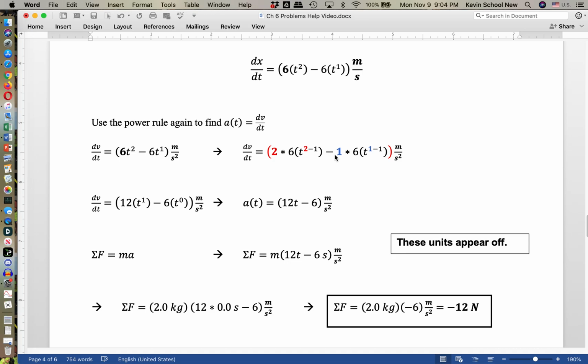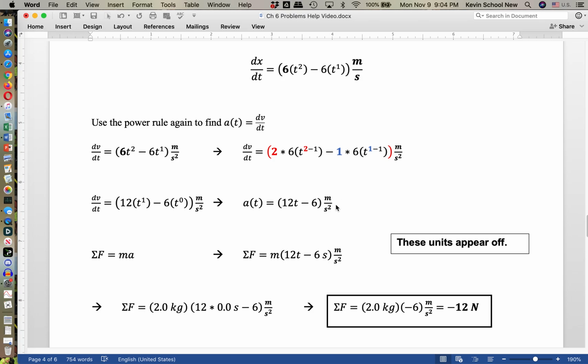And then I'm going to get minus, for t to the first power, the power 1 minus 1, bringing out that 1 that I originally had into the front. That gives me 12 times t to the first power minus 6 times t to the 0 power. And t to the first power can just be written as t, so 12t, and t to the 0 power is 1, so I can just write it as 6. I don't need the t there. So now I have an acceleration equation.